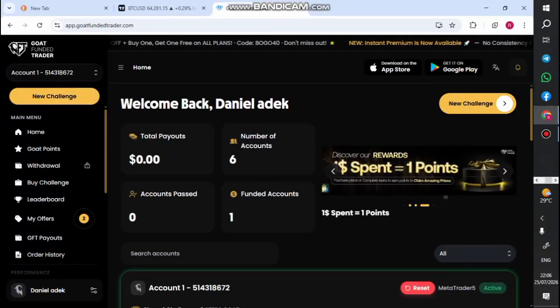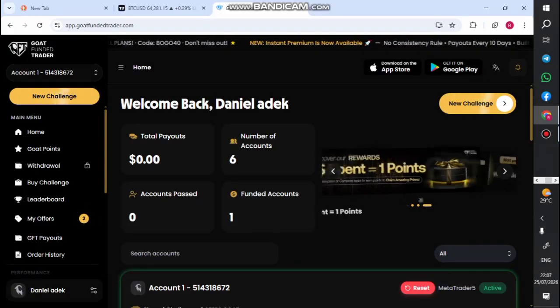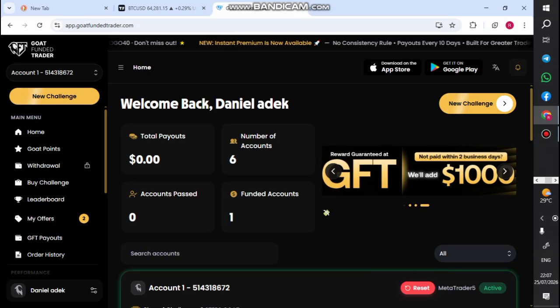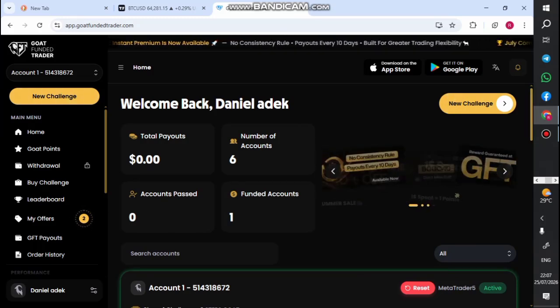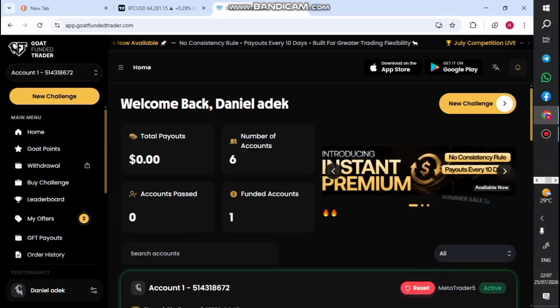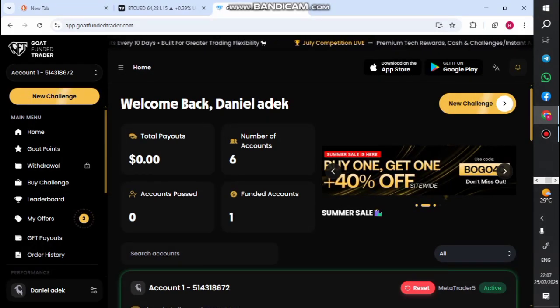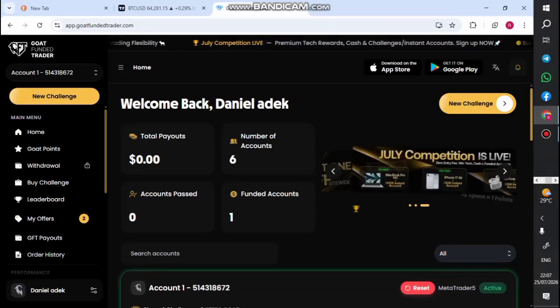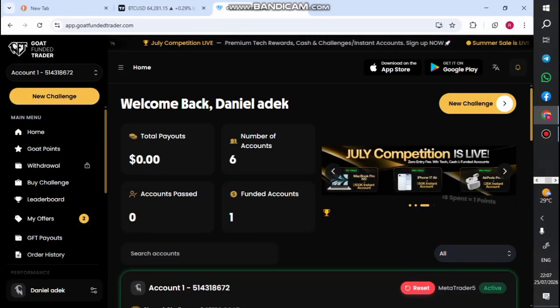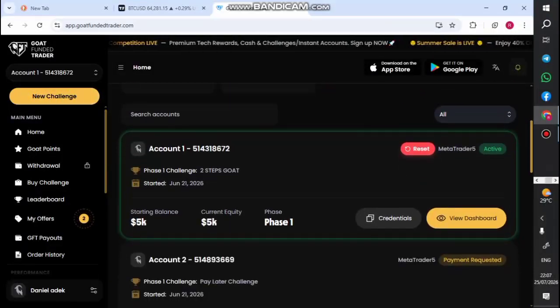Yeah, so this is my dashboard on my profit account. I use Goat Funded Trader, and this is my account actually. I have blown a lot of accounts. I've blown a lot of profit accounts. It is not new. I've seen all those downsides of trading, and I'm still growing though. I've blown 5 accounts. But well, we thank God.